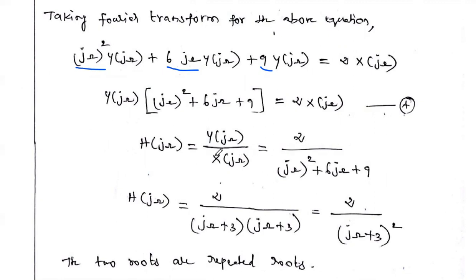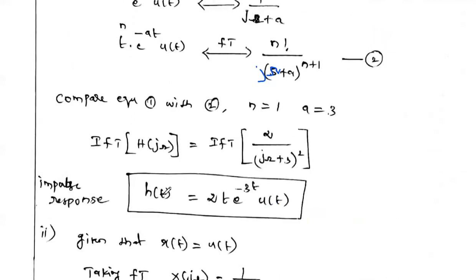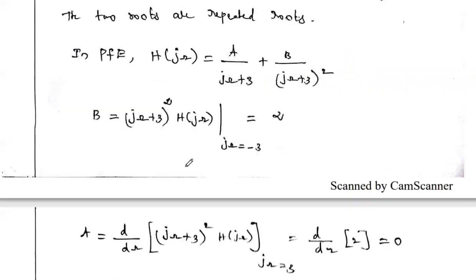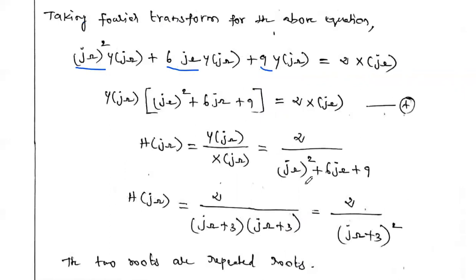So what is our question? We have to find the impulse response h of t. You know that the impulse response h of t is nothing but the inverse Fourier transform of capital H of j omega. So we have to take the inverse Fourier transform of this H of j omega expression. In the denominator, it's a second order equation, so we may factorize it. If we factorize, we will get 2 divided by j omega plus 3 into j omega plus 3.